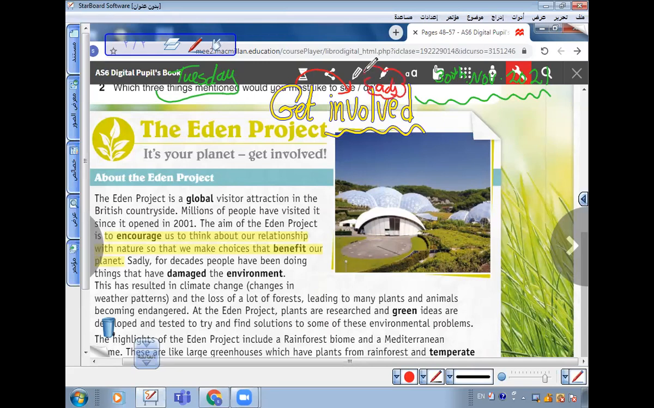Today, inshallah, we will talk about a science project or something related to science. If I ask you, what can you see in this picture? Greenhouses. We have different kinds of plants, trees. Here we have a glass house. Excellent. Bravo. So we will talk about the Eden project. مشروع عدن. So we will talk about the Eden project.